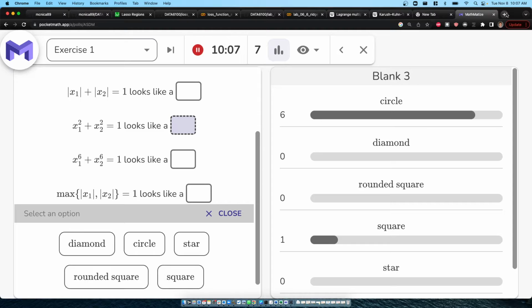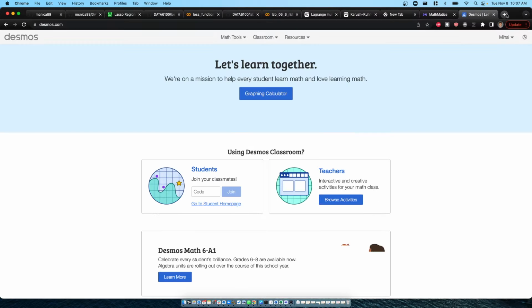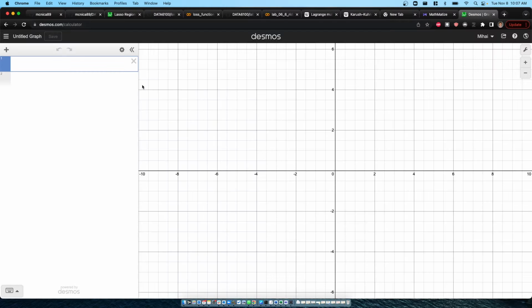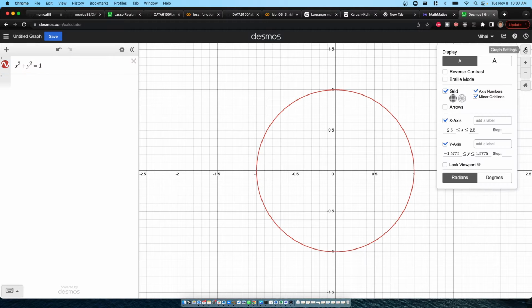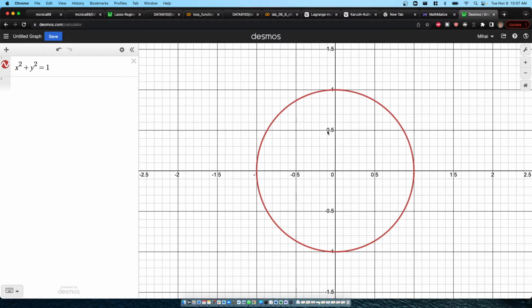And of course, you can see that one in Desmos quite easily. Desmos doesn't have x1 and x2, it just has x and y. So you do x squared plus y squared equals 1, and Desmos knows, hey, that means a circle. So it's all the points in the xy plane where if you square the x coordinate and you square the y coordinate, add them together, you get 1.